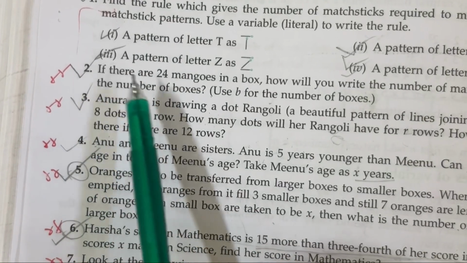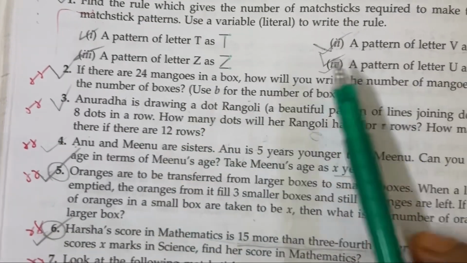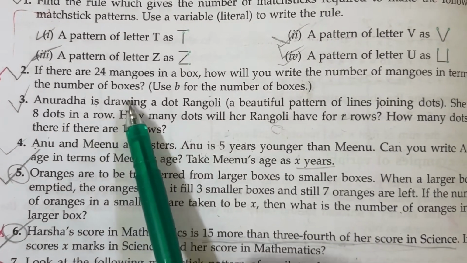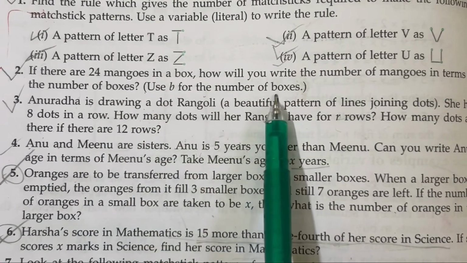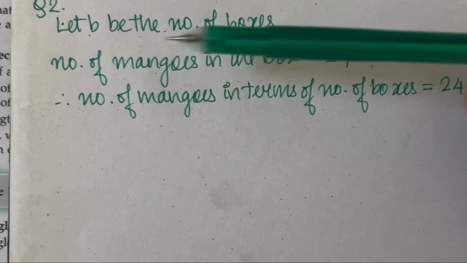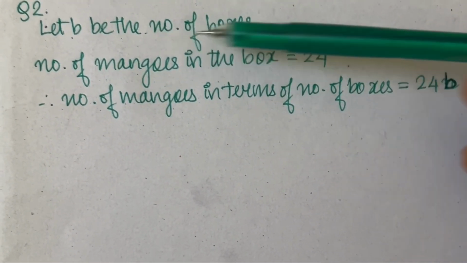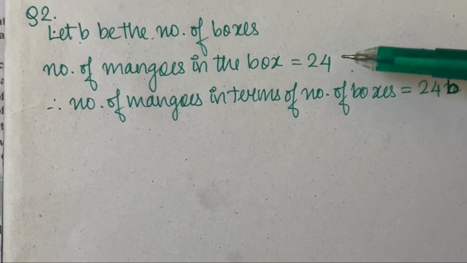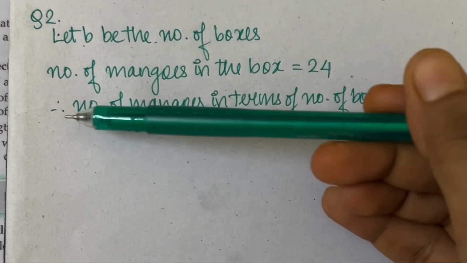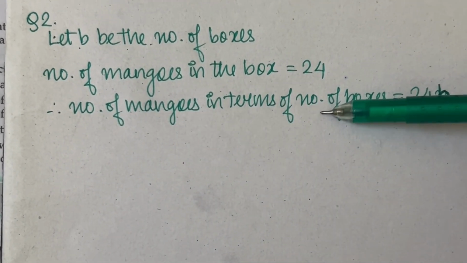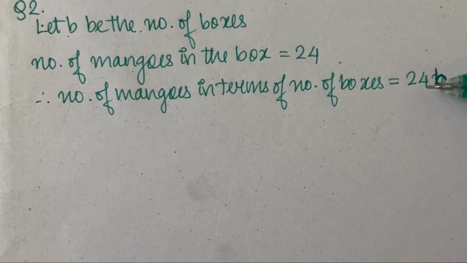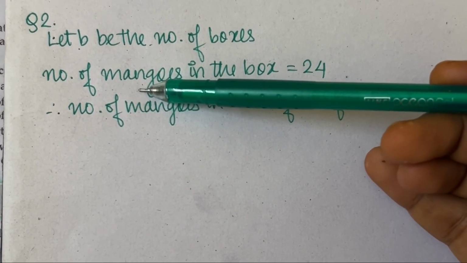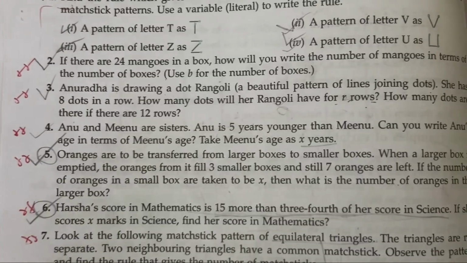The second sum: if there are 24 mangoes in a box, how will you write the number of mangoes in terms of the number of boxes? Use b for the number of boxes. We are considering, let b be the number of boxes. It was given that the number of mangoes in the box is 24. So therefore the number of mangoes in terms of the number of boxes will be 24b, being 24 the number of mangoes and b the number of boxes.